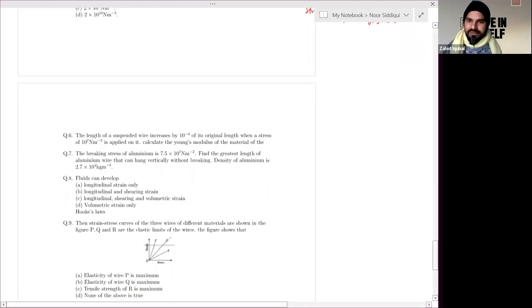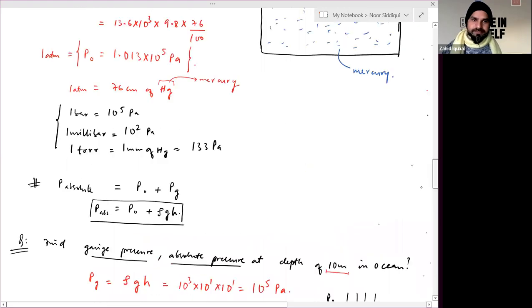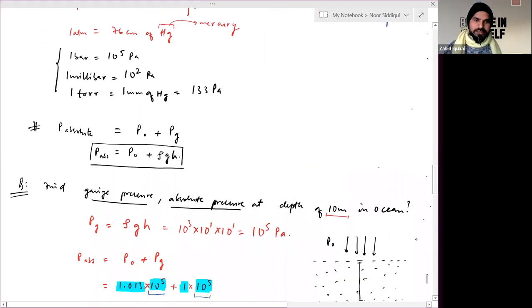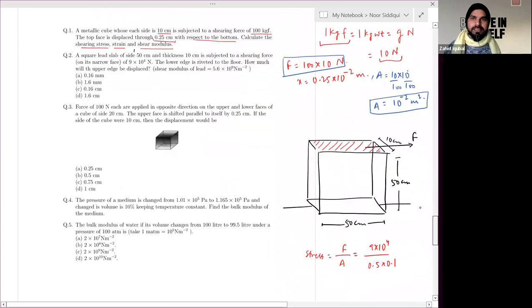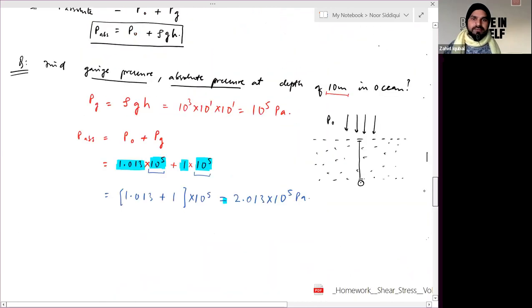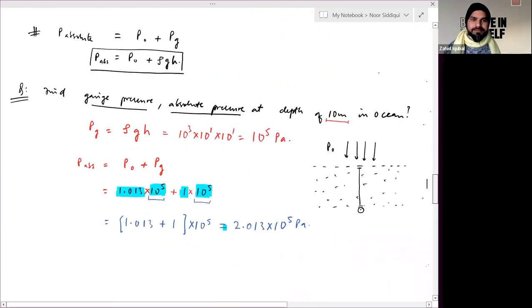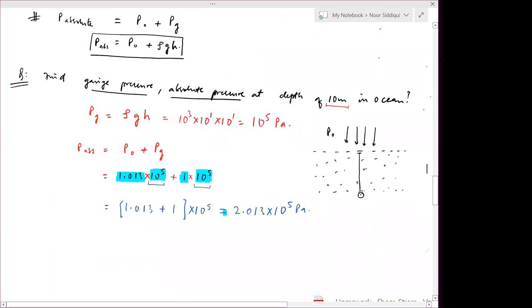Okay, so we have done up to gauge pressure in the last class. Any doubt related to that part? No, sir.